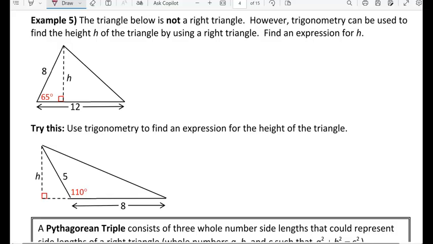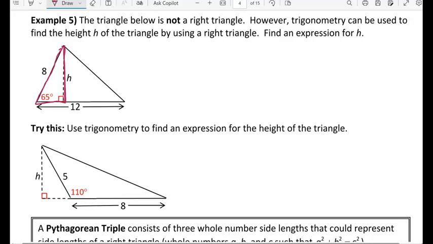In example 5, we have a triangle that is not a right triangle. If it's not a right triangle, that means SOHCAHTOA cannot be used. However, trigonometry or SOHCAHTOA can be used to find the height of this triangle because there is a right triangle hiding within this triangle. So if we look specifically at this right triangle right here, then we'll notice that 12 is not one of the 3 sides of that triangle. 12 is a side of the big triangle.